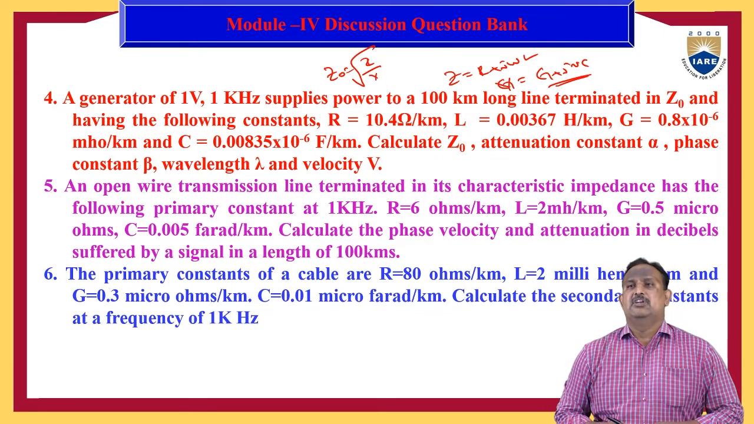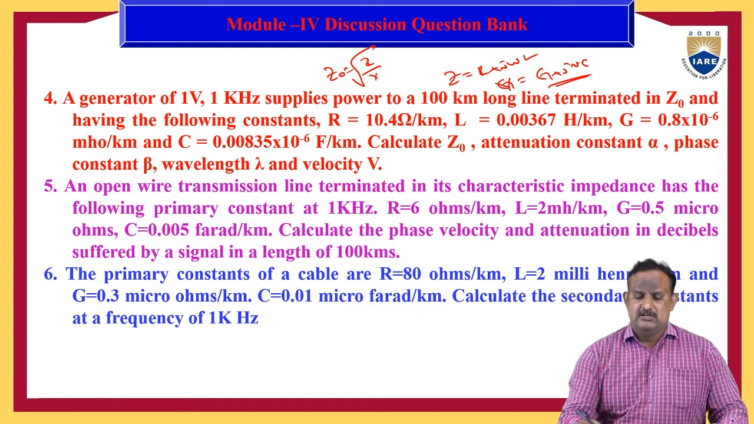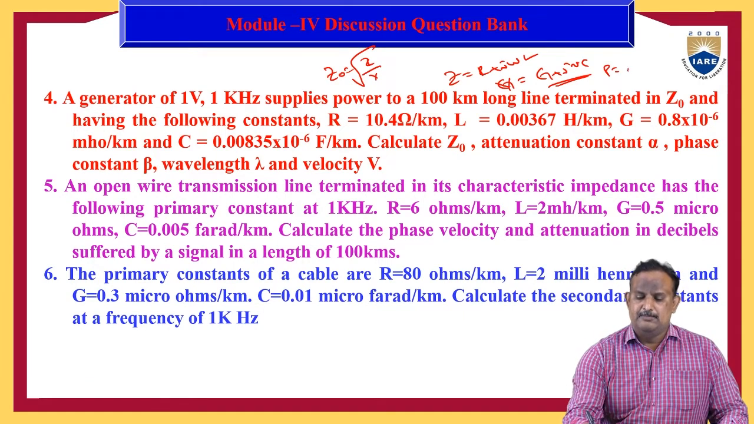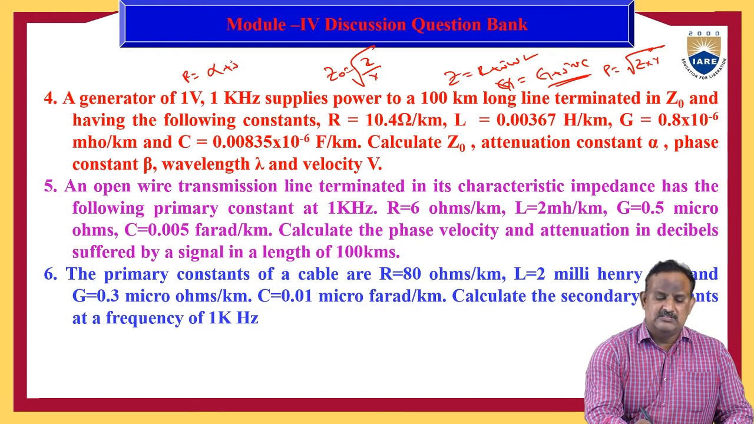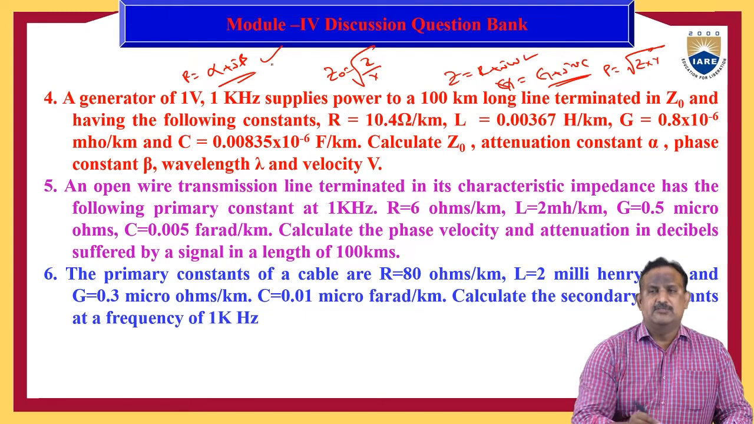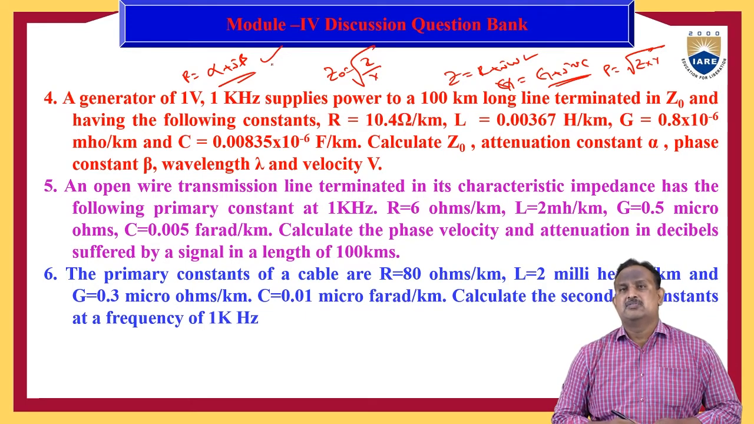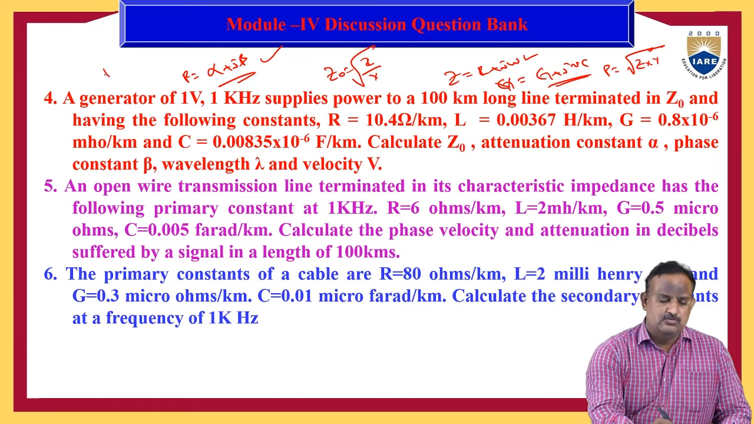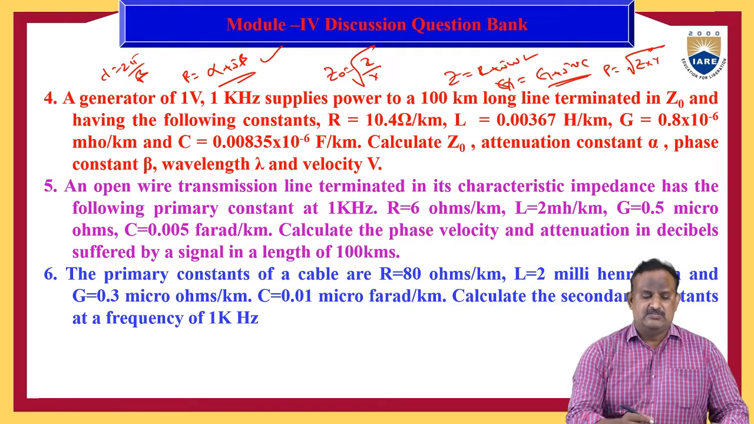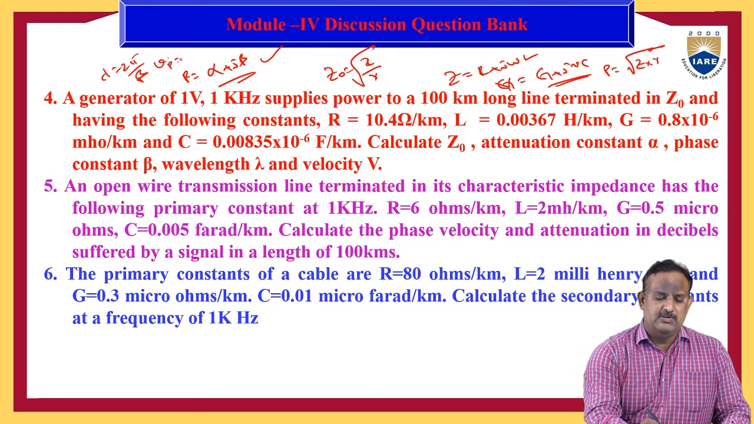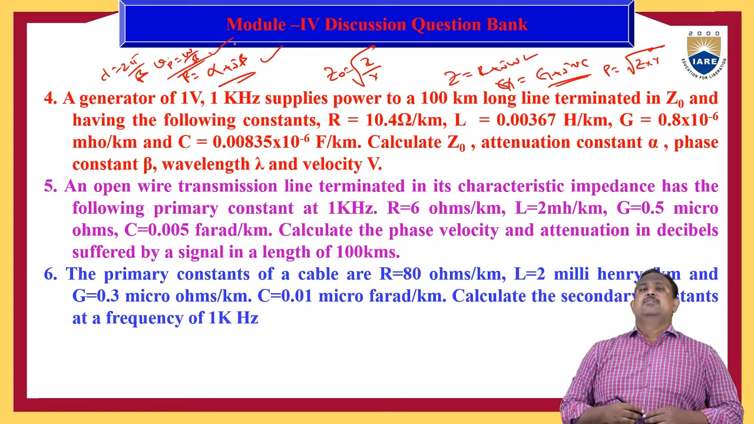Then we need to find the attenuation constant and phase constant. Find the propagation constant P, P is equal to root of Z into Y. P is nothing but alpha plus j beta. From this we can find the alpha and beta values. And lambda is equal to 2 pi by beta, and the phase velocity V or Vp is equal to omega by beta. By using these formulas, we can find the phase velocity.